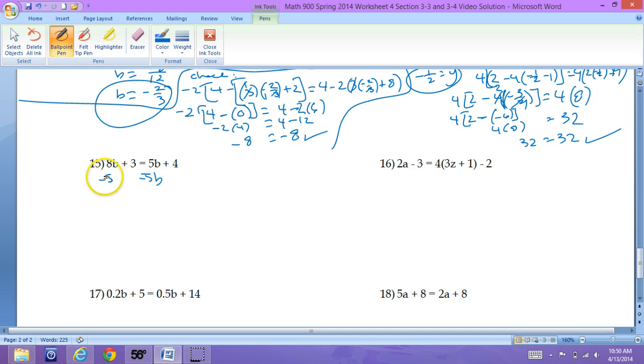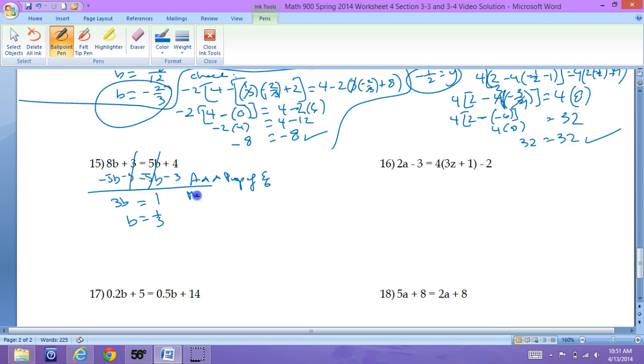Minus 5b from both sides. Minus 3 from both sides. So what does that mean? 3 minus 3, that's a 0 pair. 5b minus 5b, that's a 0 pair. I bring down the equal sign. What's left? 8b minus 5b is 3b. 4 minus 3 is 1. So b is 1/3. This is the addition property of equations.